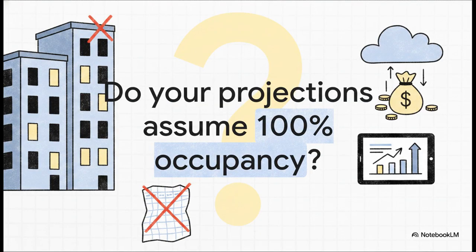Which leaves us with one final, pretty provocative question to ponder based on everything we've looked at today. Are your cash flow projections assuming a flawless 100% occupancy, or are you ready to let automation reveal the truth? It really might be time to ditch the spreadsheets, embrace financial clarity, and let the software do the heavy lifting for you.